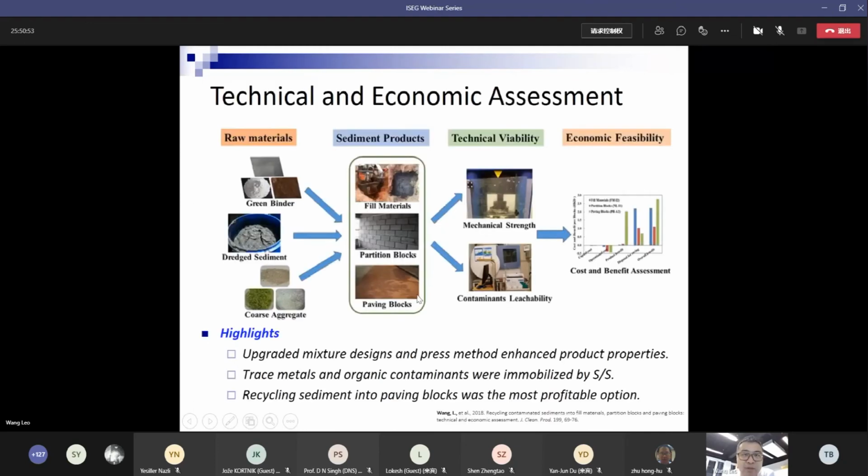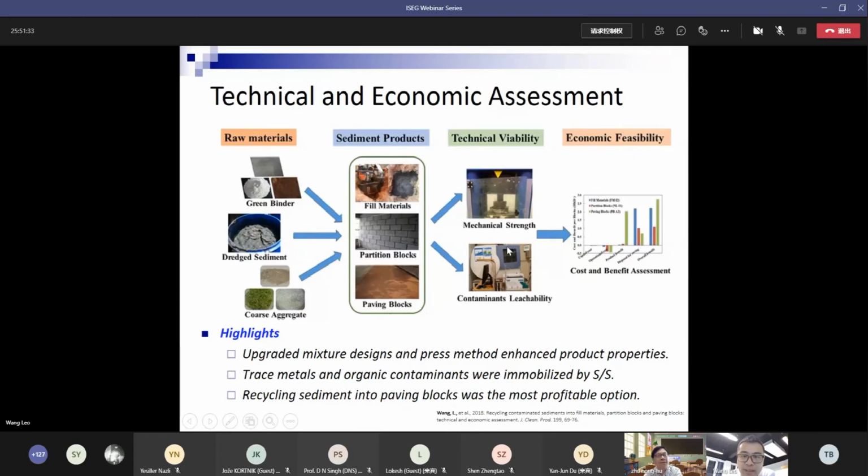Lastly, I will quickly introduce some other cases. We also recycle the sediment into different sediment products. If we use a large content of sediment, it shows relatively low strength, but it can be used as fill material. With medium strength, larger than 7 MPa in compressive strength, it can be used as partition blocks. If the strength is higher than 30 MPa, it can be used as paving blocks.